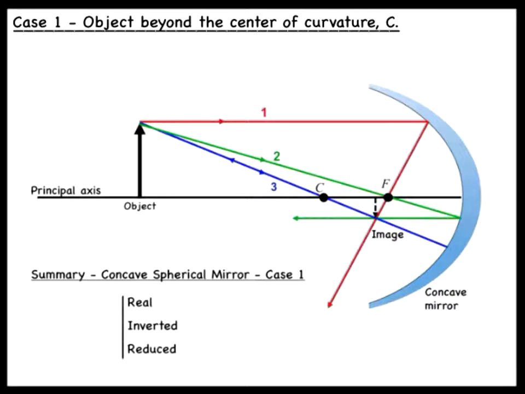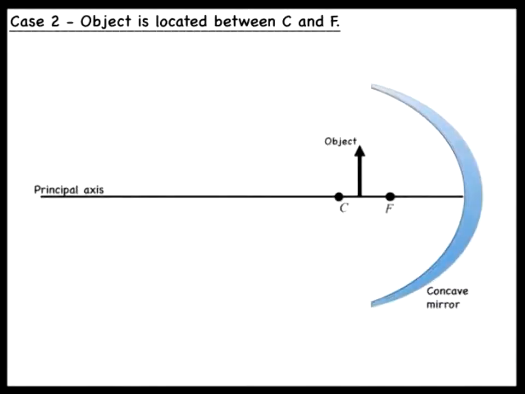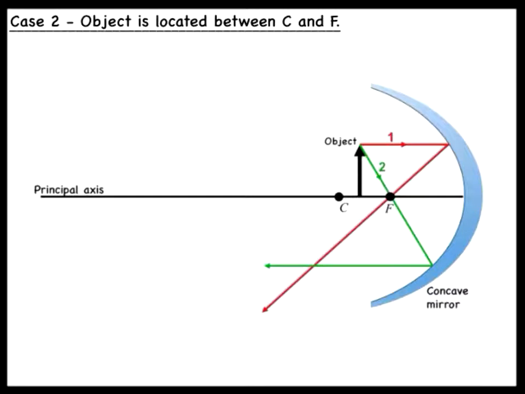Now consider case 2, where we move the object closer to the mirror, so that it is located between the center of curvature and the focal point. We again consider three paraxial rays to determine the location and properties of the image. First, we consider ray 1, which is a parallel ray coming from the top of the object, and upon reflection passes through the focal point. Ray 2 comes from the top of the object, first passes through the focal point, and then upon reflection comes back parallel to the principal axis.